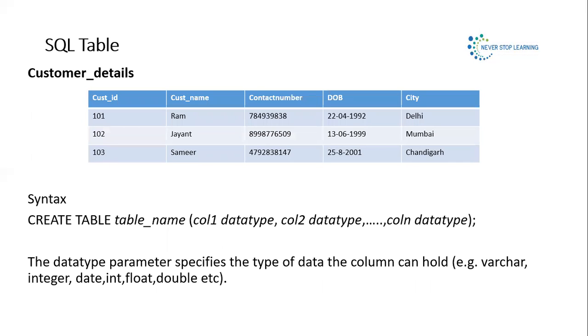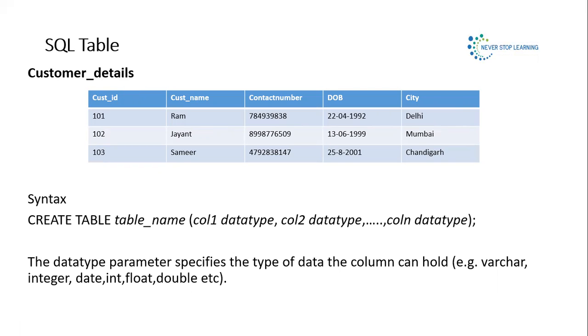Here is an example of a table, a customer detail table, where customer ID, customer name, customer number, date of birth, city are the columns. And the values for those columns make a row. So here 101 Ram, the contact number, date of birth of Ram, Ram belongs to Delhi. These are the information about Ram. So this is maybe some company database where customer details are kept.